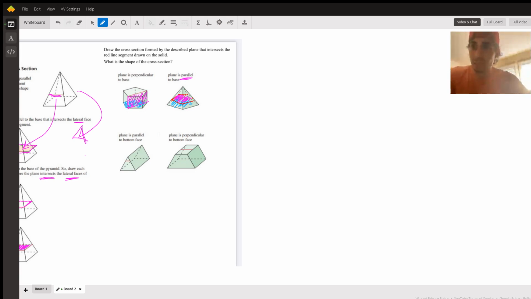All right, what is the shape? So for this first one, I guess I didn't say it. It would be a rectangle. Second one, we've got a pentagon right here. And then what else do we got?